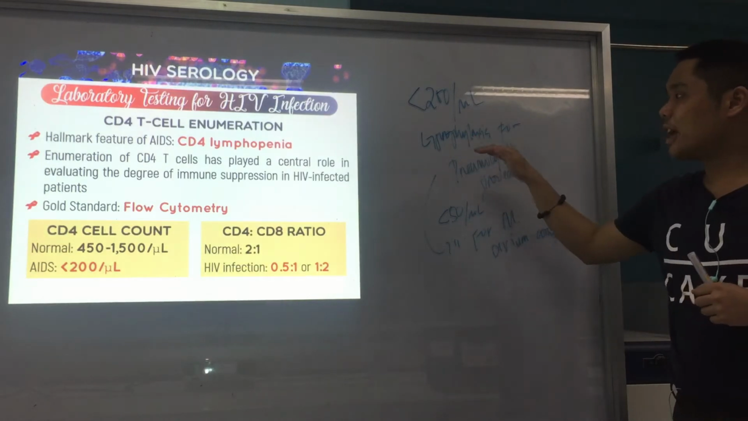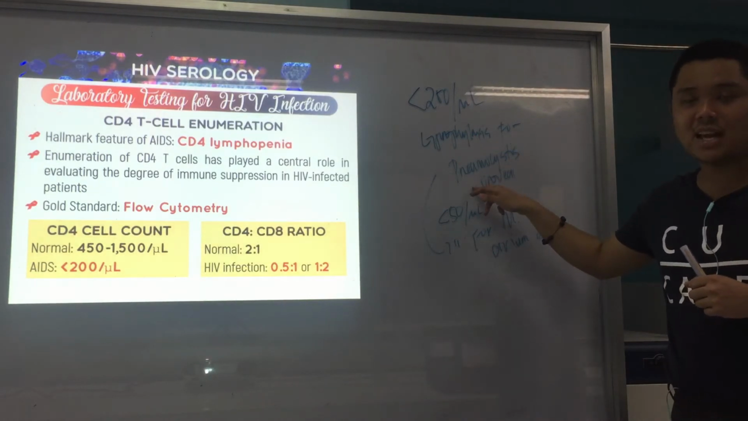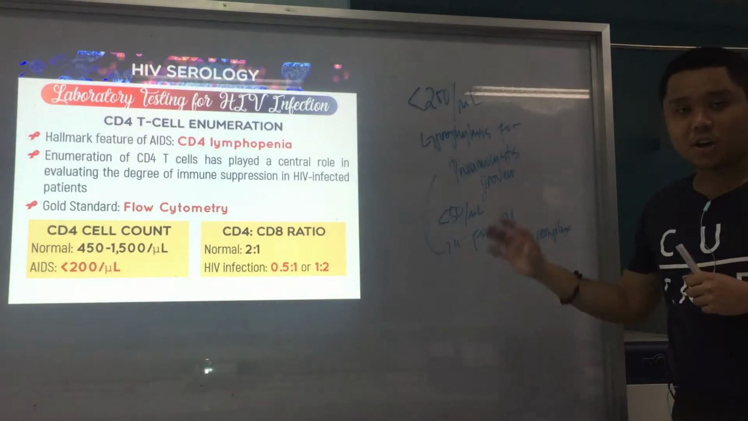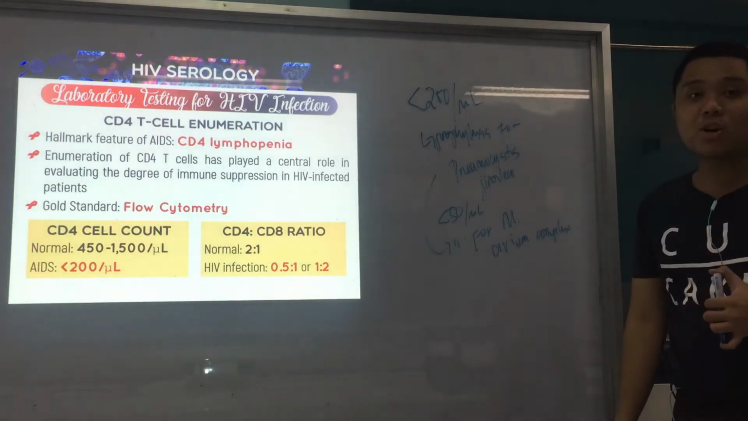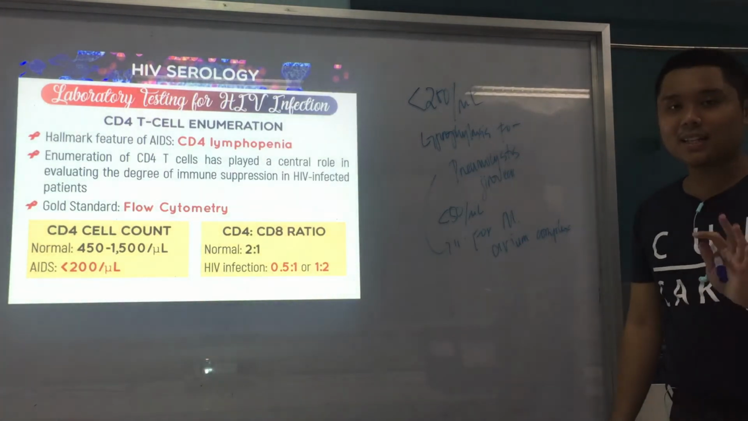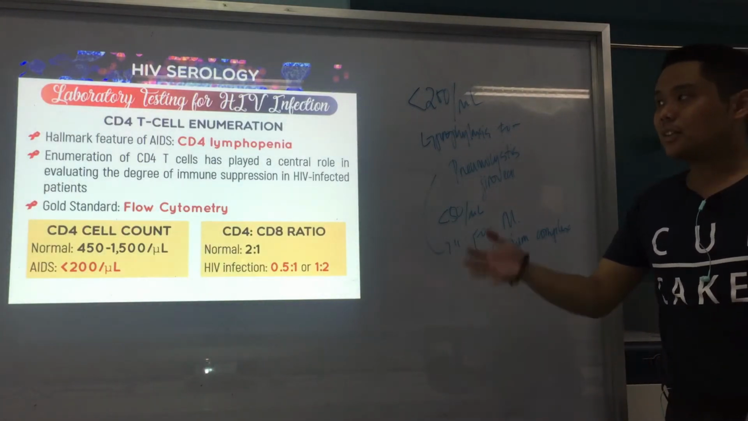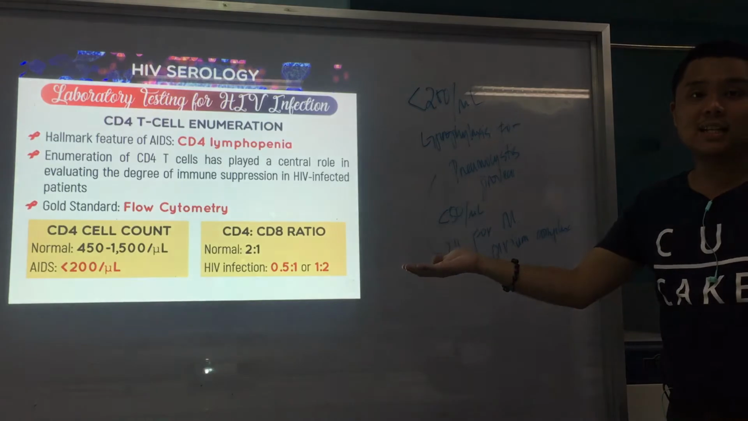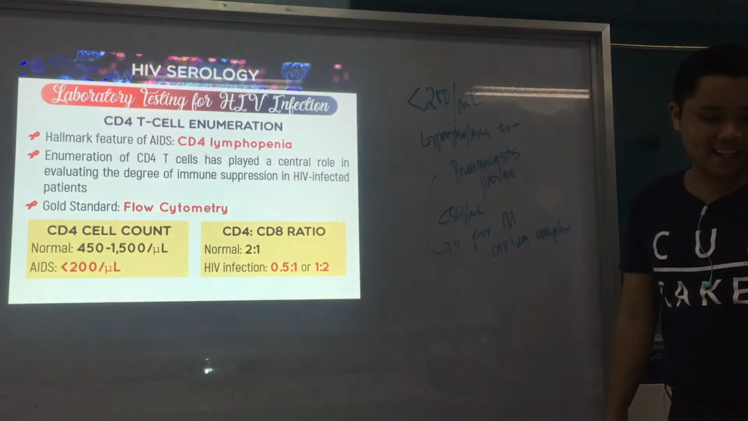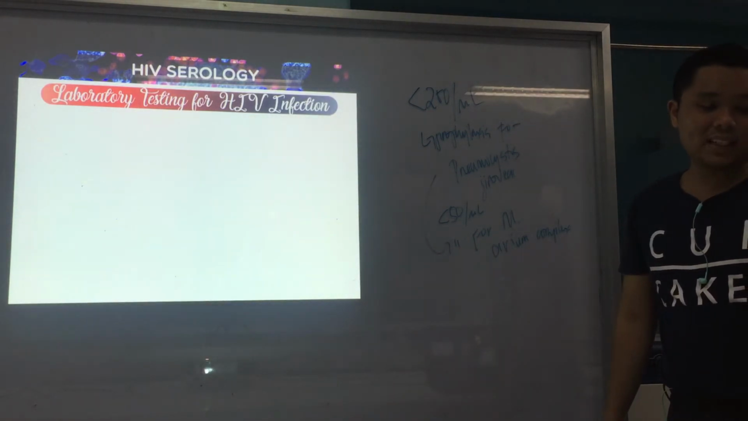Okay? If less than 200, prophylaxis for Pneumocystis jirovecii. If less than 50 na, then you're given prophylaxis for Mycobacterium avium complex. Again, these are all opportunistic infections, opportunistic pathogens, brought about by immune suppression or immunodeficiency. So that's for CD4 T-cell count.